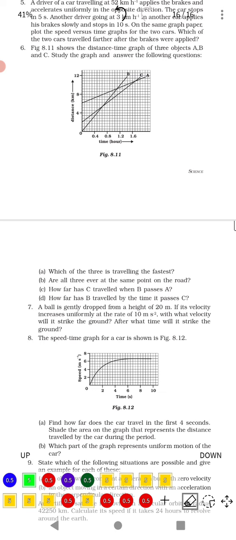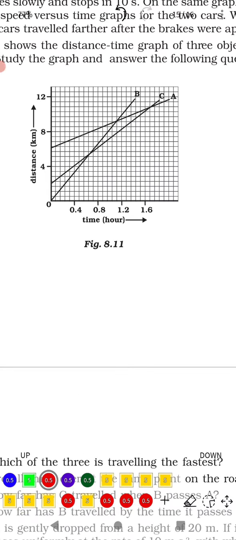Okay. Then number C. How far has C traveled when B passes A? To answer these two questions, number C and D, we will have to find out the value of each box here. See, along the y-axis, from here up to 4, how many boxes do we have? 1, 2, 3, 4, 5, 6, 7. 7 boxes are there. That means 7 boxes are representing how much? This is 4, no? So 7 boxes equal 4 units, 4 kilometers. 7 boxes equal 4 kilometers.